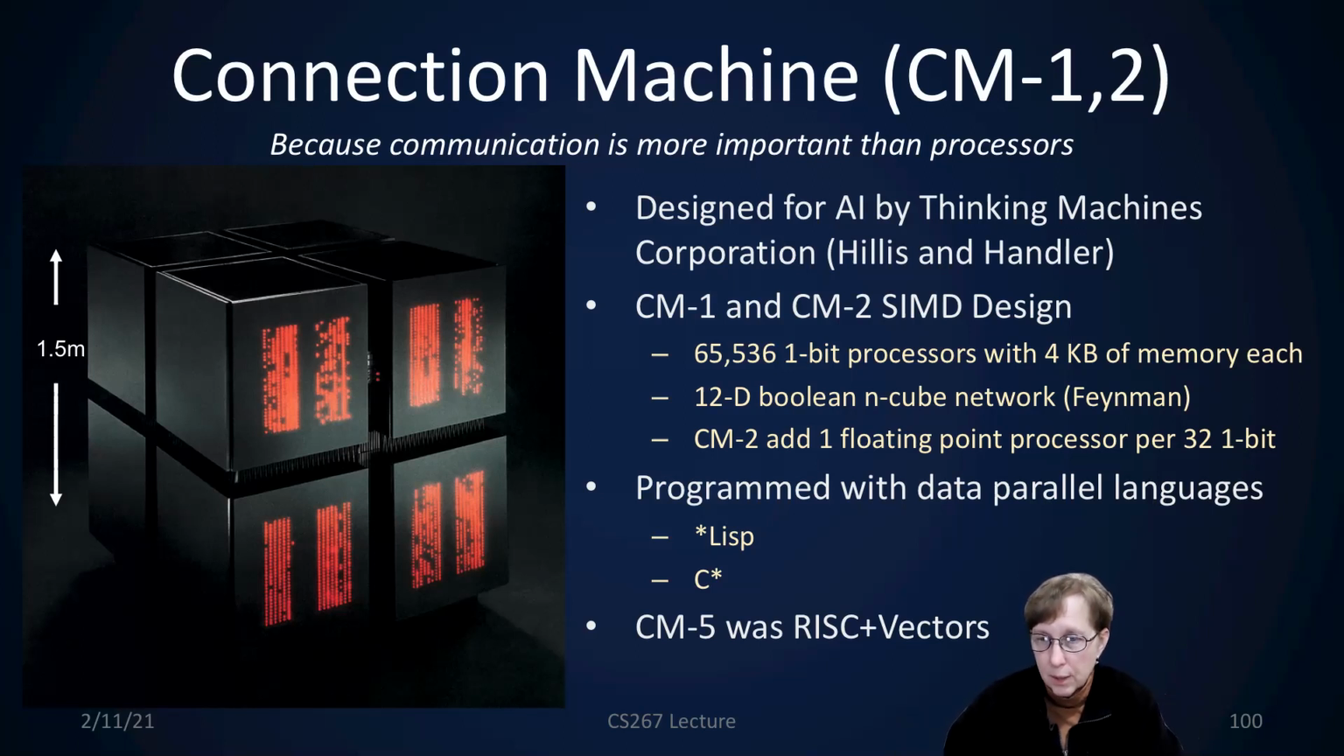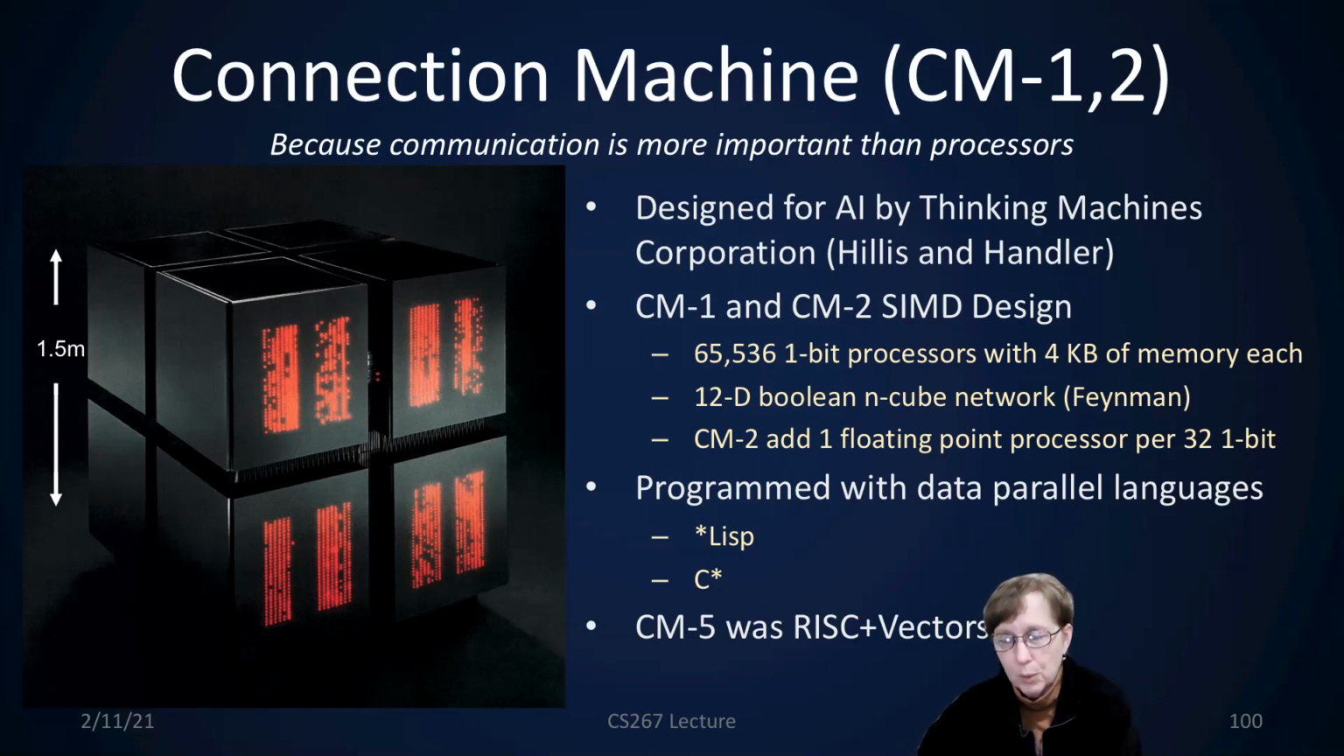Now, in the second version of this machine, they realized not everybody wanted to do work just on 1-bit values and 1-bit arithmetic. And so in order to do floating point arithmetic, they added a 32-bit floating point unit for every 32 1-bit processors. So you think of that as its own little floating point accelerator attached to some of these 1-bit processors. And this then became a machine that people used for other scientific computing.